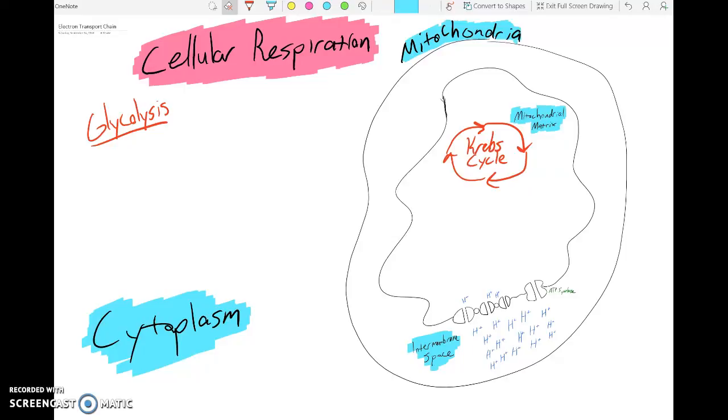So the whole thing starts again with glycolysis. What's going to happen is glucose comes into the cell. Remember, glucose is really, really big, so glucose needs to be broken down a little bit to start this whole thing off. If we look at glycolysis, remember, glyco means glucose, lysis, splitting. So this whole step is essentially the splitting of glucose into these smaller molecules.